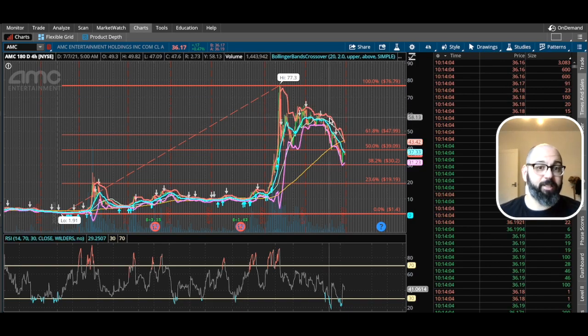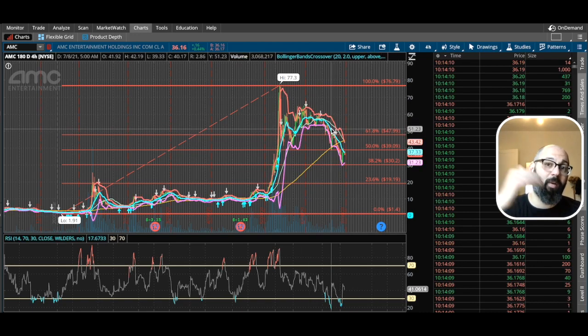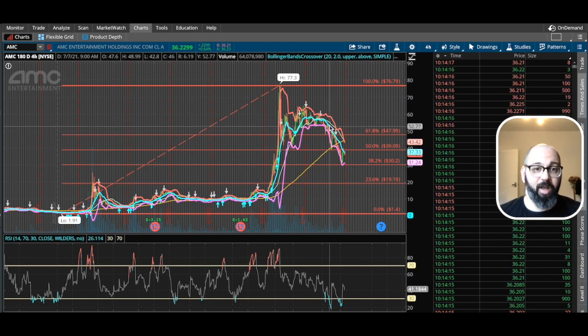Flip side is if it crosses this support line on the way down, then it's an indicator that it's going to be bearish, that there could be a big sell-off coming. Sure enough, we get that.